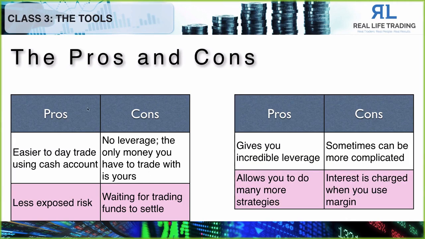The pros of using cash: it's very easy to day trade in a cash account. The other pro is you're less exposed to risk, right? It's only your cash. The cons: you have no leverage. So you can only trade with the money that's there. If you put in 10 grand, you only have 10 grand. So if you want to buy something and it costs more than 10 grand, you're out of luck. Some of the other cons: you're waiting for trading funds to settle in a cash account. Now the pros of margin.